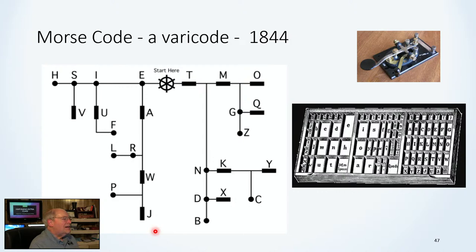Now there's another kind of varicode that has been around for a very, very long time, like 1844, back to Morse and Vail when the Morse code was invented. Does anybody know what this is over here? It looks like an old printer linotype machine.